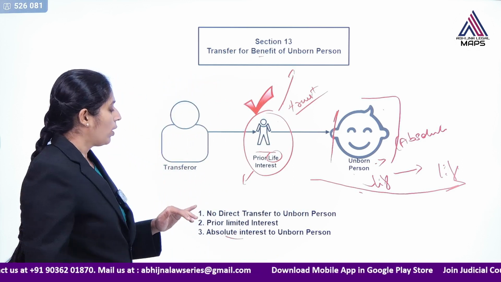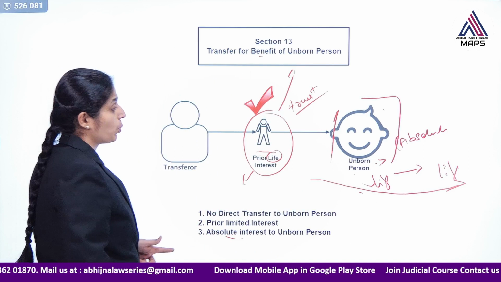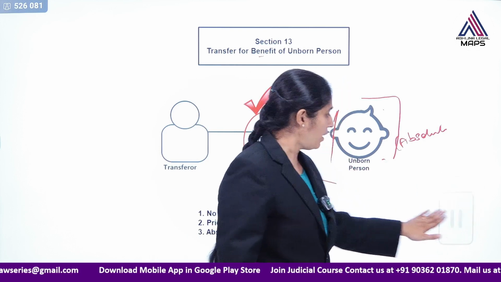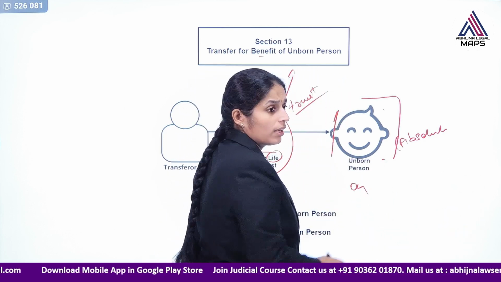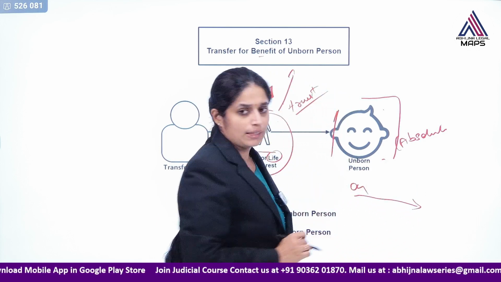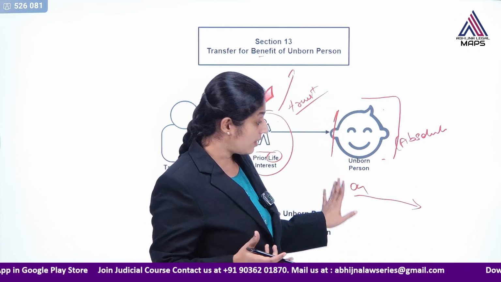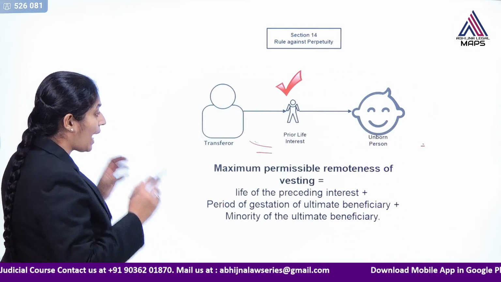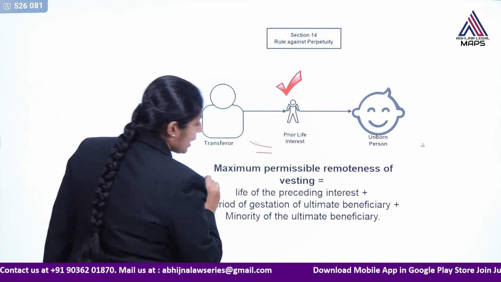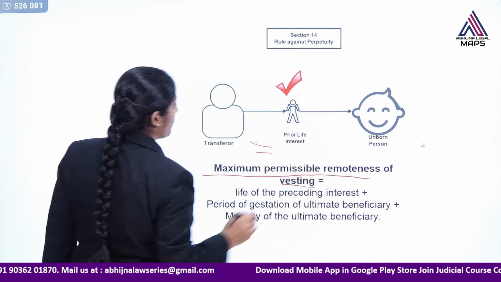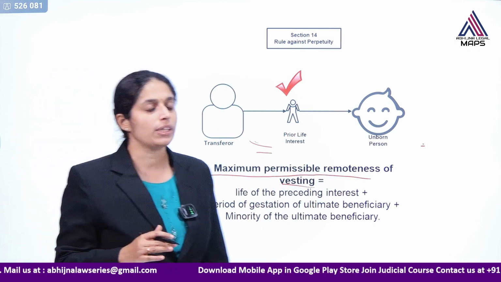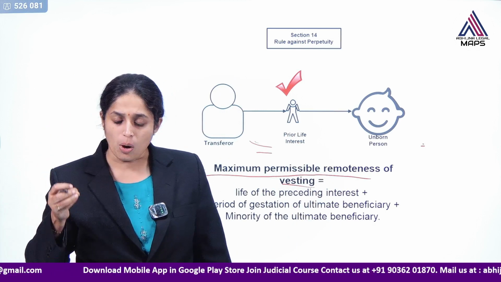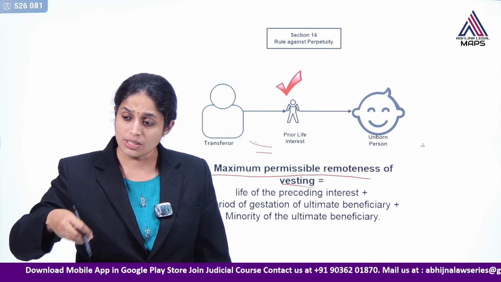Okay. So then what has to be done? That is why they say there should be absolute interest given to this person. But one thing is sure, whatever he may not get immediately on birth, that can be postponed to a certain extent. To what extent? That we can find in section 14. So section 14 provides the time period, the maximum time permissible for the remoteness of vesting. So this is a case where section 14 prohibits certain conditions where a person wants to continue the property, he wants the property to remain in his progeny.